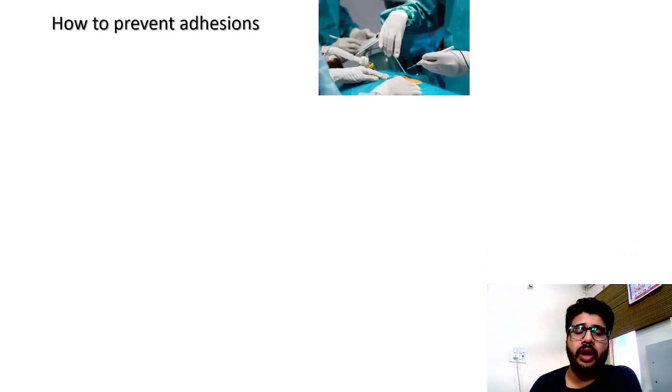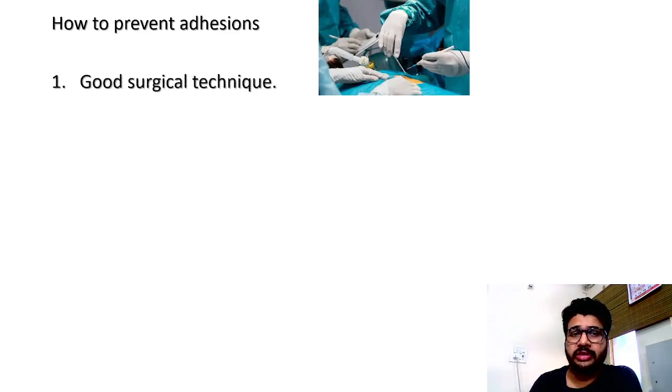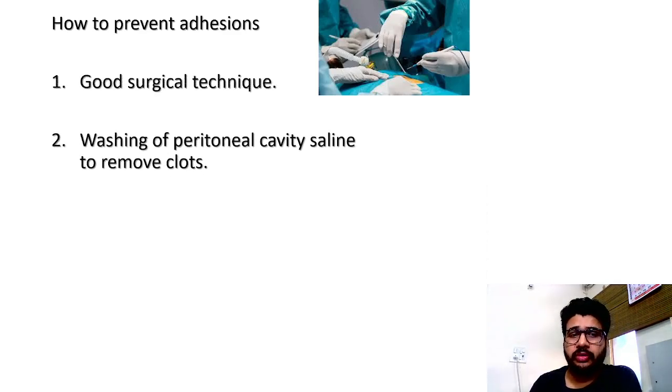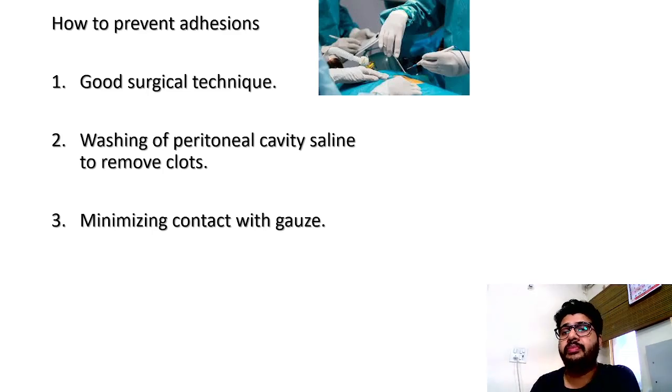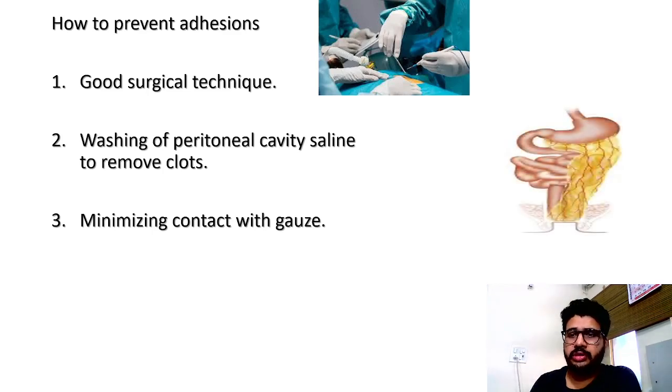Now, how to prevent adhesion? All the adhesions can't be prevented, but post-op adhesions can be reduced by a good surgical technique. Washing of the peritoneal cavity with saline when there are clots. If they are removed, there are fewer chances of adhesions. Also, minimal handling with the gauze pieces, because some fibers may be stuck and there can be some serosal injury due to rubbing with the gauze.